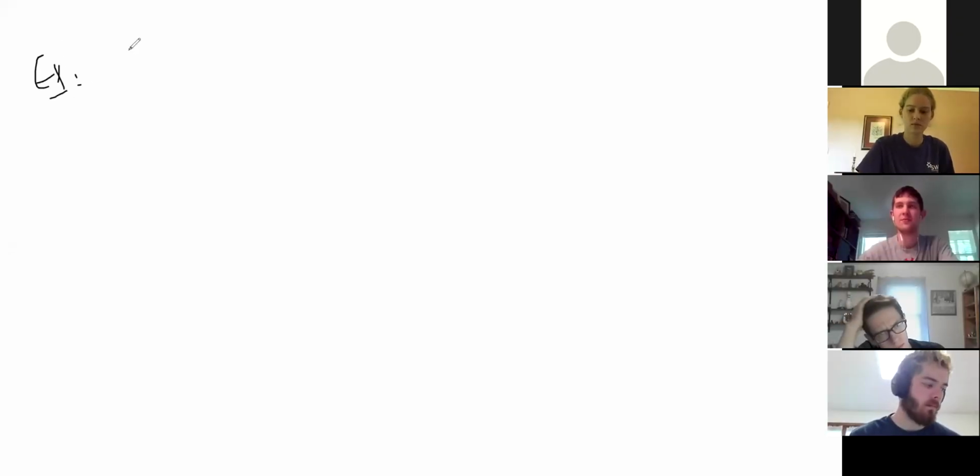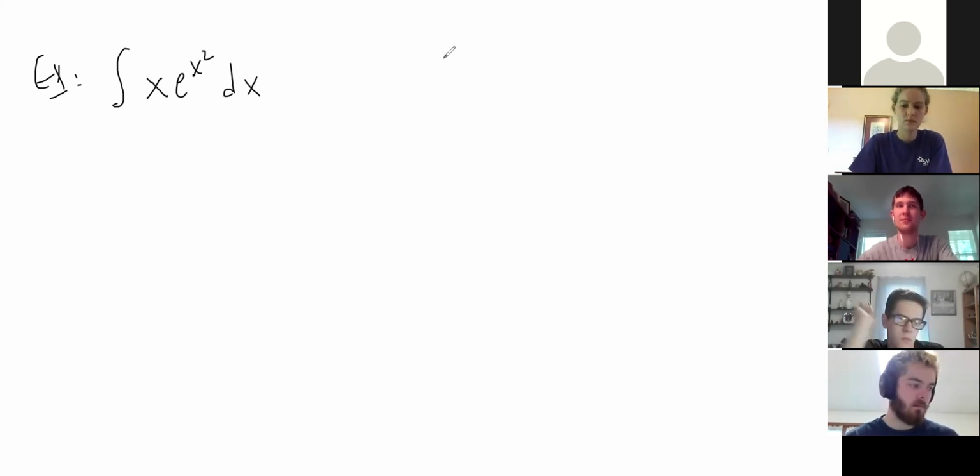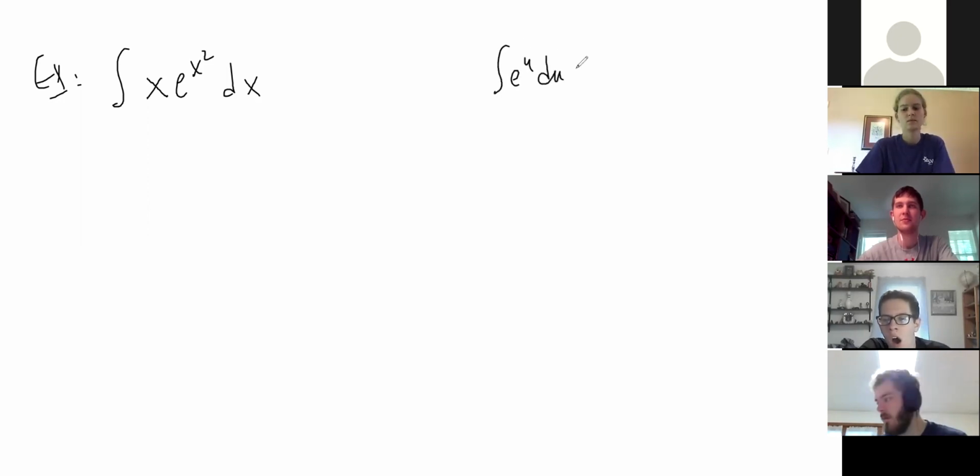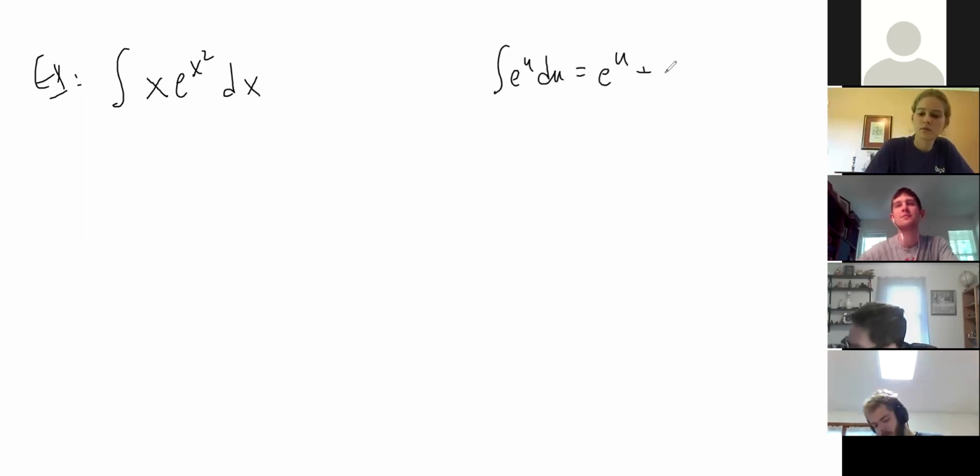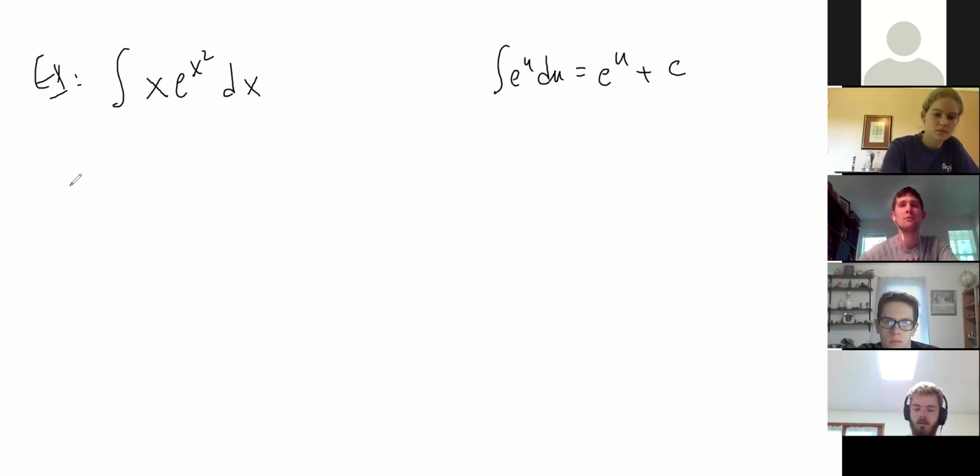Don't know exactly where I dropped out, but x e to the x squared. So I know that the integral of e to the u is just e to the u. So that's pretty nice. If I somehow make that look like that, that would be good. I know I have this x, it's annoying, but at least if I could turn this into u, so I'm going to try that.